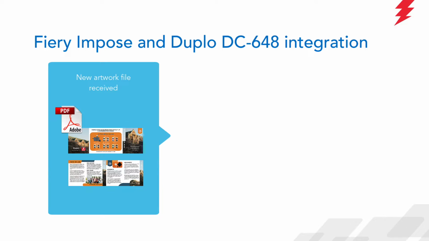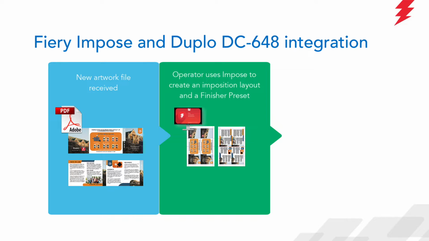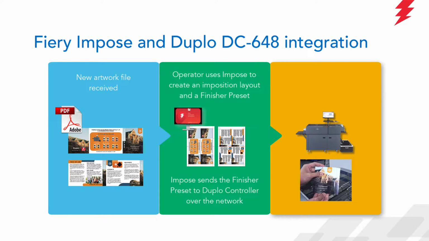With the seamless integration, an operator receives the artwork file, and then can either use existing templates or create custom layouts with finishing instructions for the DC-648, all within Fire Impulse. Fire Impulse automatically communicates the finishing instructions in a finisher preset to the Duplo controller software. The operator then selects the finisher preset on the DC-648 to finish the printed sheets. As a result, this new capability in Fire Impulse accelerates production turnaround time and also eliminates operator touchpoints and errors.